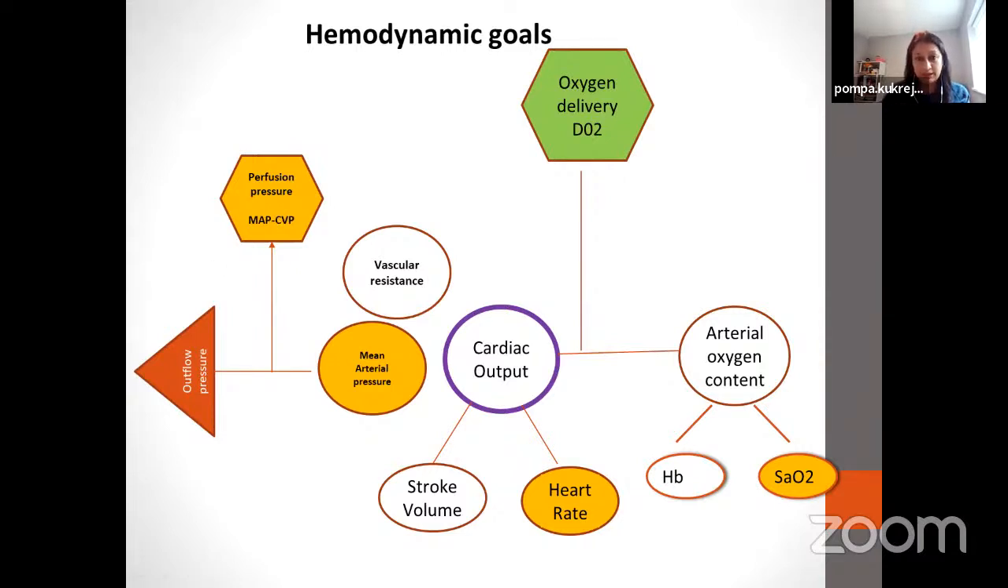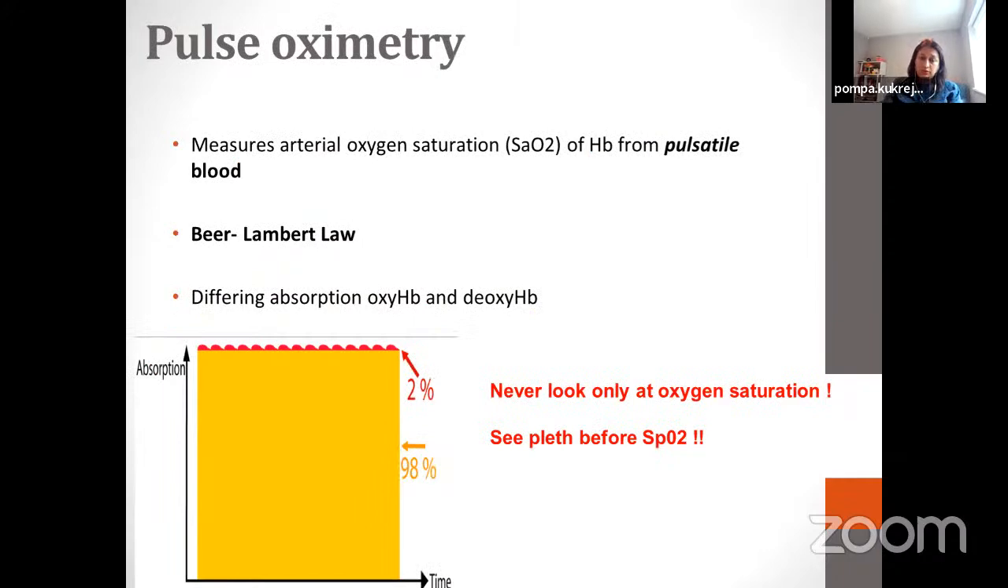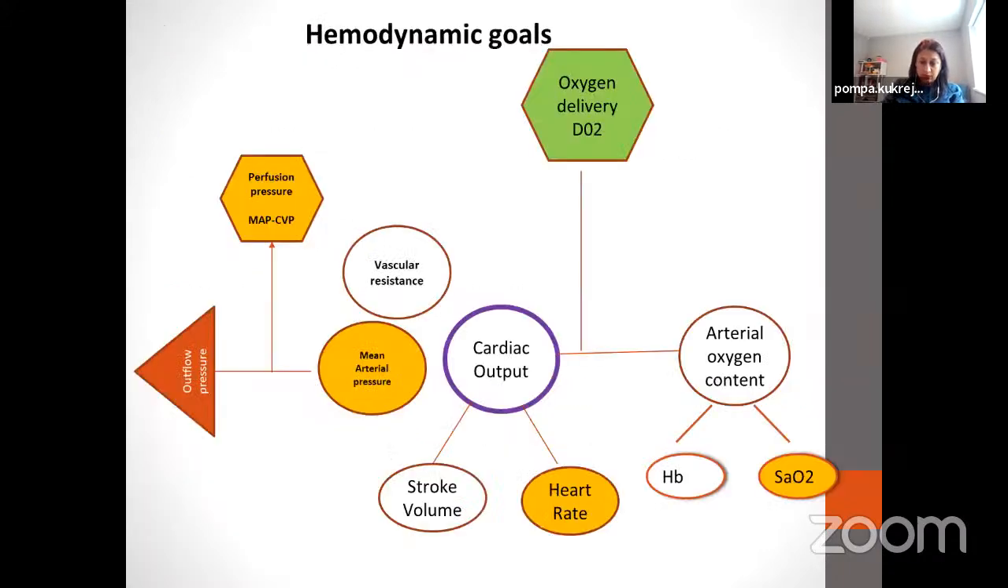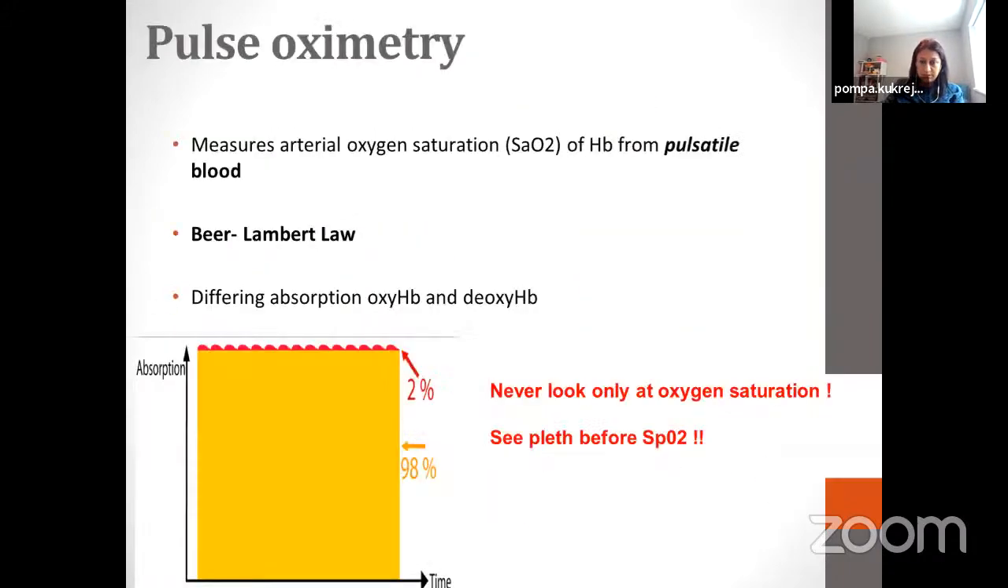But that's not always the case. Now coming to, we'll go through each in detail one by one. And so if I may just start with the pulse ox, I'll try not to spend too much time on pulse ox because I think you all are used to using pulse ox.